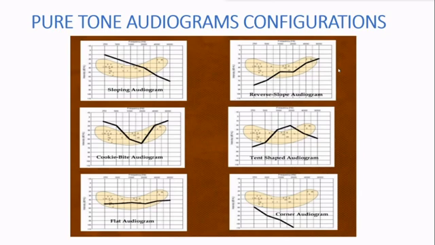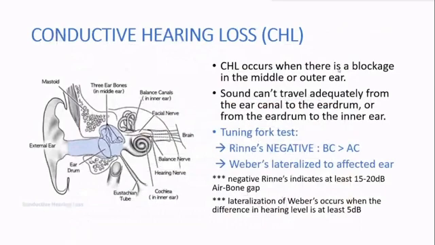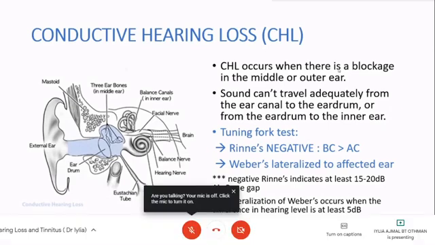So apart from severity, you also have to figure out the configuration of your audiogram. Moving on to the types of hearing loss, the first type, commonly seen in the primary care setting, is conductive hearing loss. What does conductive hearing loss mean? It is when any obstruction, infection or pathology causes the inability of sound to travel through the external ear canal and the middle ear.